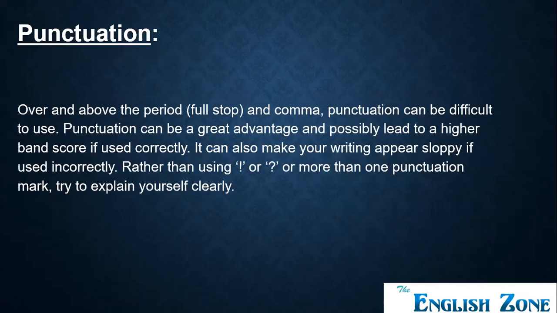Punctuation. Over and above, the period means full stop, and comma. Punctuation can be difficult to use. Punctuation can be a great advantage and possibly lead to a higher band score if used correctly. It can also make your writing appear sloppy if used incorrectly. Rather than using exclamation or question marks or more than one punctuation mark, try to explain yourself clearly. First thing, you don't have to use question marks and exclamation in your writing task. This is completely clear and completely avoidable.